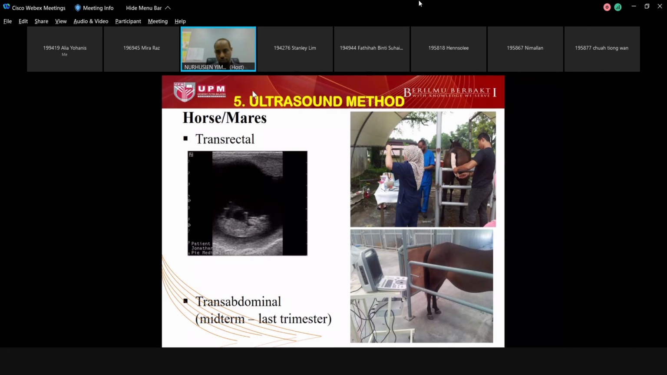In the case of horses or mares, you can also do the pregnancy diagnosis by transrectal examination as well as transabdominally. Transrectal, the same principle as I mentioned for cattle. Transabdominal is more applicable in mares, like in ponies especially, and it can be done right from the beginning of the midterm period. Midterm pregnancy, like 3-4 months, can also be detected by using the transabdominal approach. And like cattle, usually you have to wait until about 6 months during the last trimester.